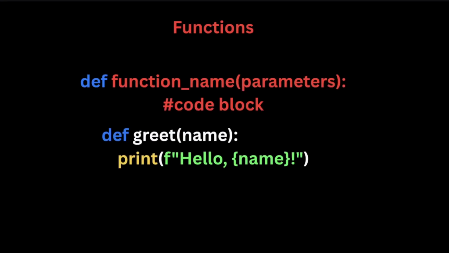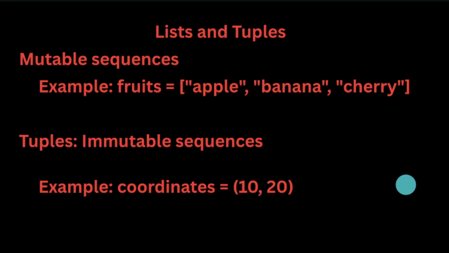Alright, so moving on to lists and tuples. Very, very important. So two types: mutable sequences and immutable sequences. Mutable allows for change. It's like having a fruit basket with apples, bananas, and cherries. You can always swap out the bananas for oranges if you like oranges. You can swap the cherries for grapes. That's mutable, allows for change.